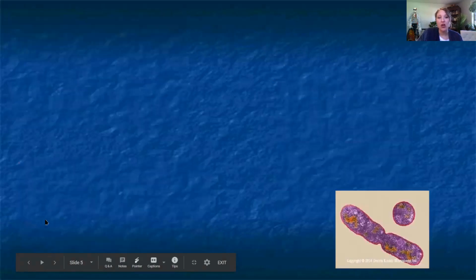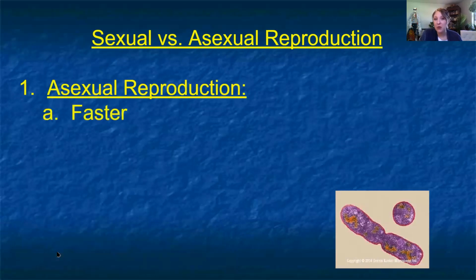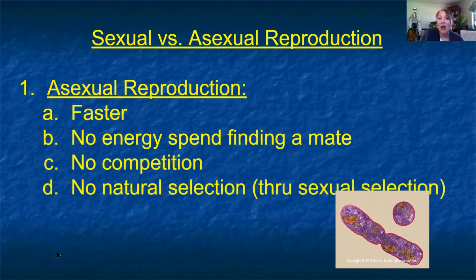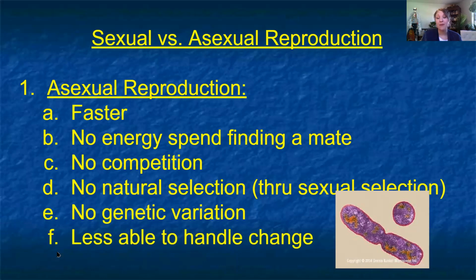So let's move on and let's talk about benefits of sexual versus asexual reproduction. First off, asexual reproduction has some benefits, and that is that it is fast. You don't need to spend a whole lot of energy finding a mate because there's no mate required. There's absolutely no competition, but what that means is that there's no natural selection through sexual selection either. Due to that lack of sexual selection, there's going to be much less genetic variation because each daughter is going to be essentially a genetic clone of that parent. And we now know, because of our study of evolution, that when you are less genetically varied as a species, you're going to be able to handle change in your environment a lot less. So they're going to be less adaptive to dramatic changes in their environment.